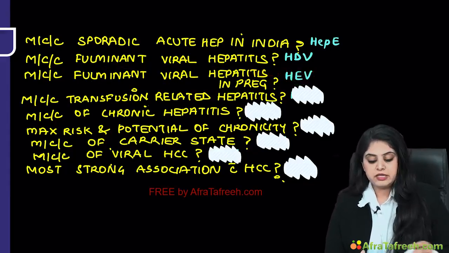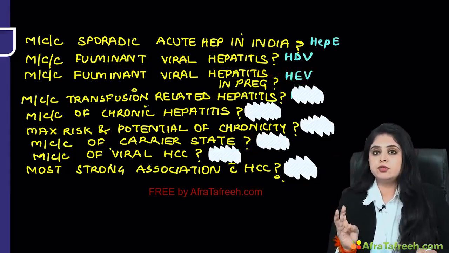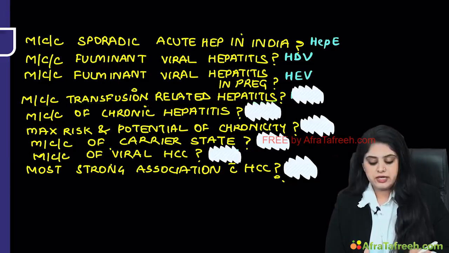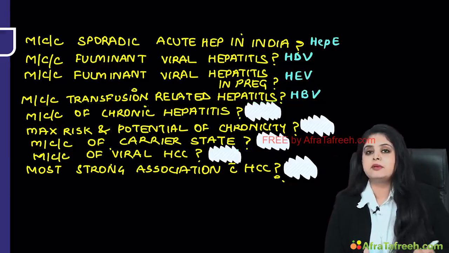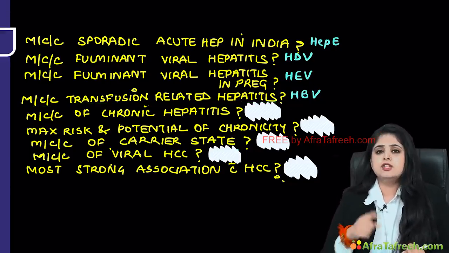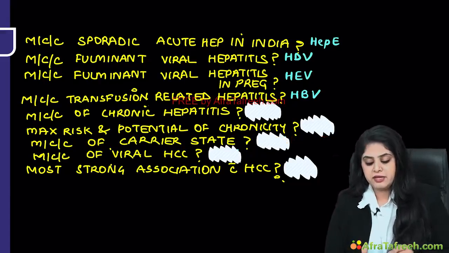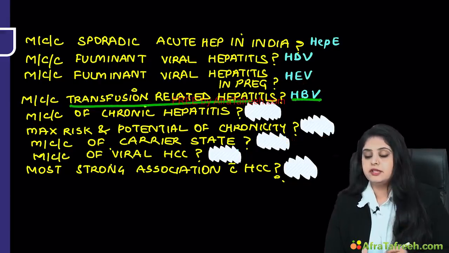Now let's move forward. See, I just told you parenteral route hota hai, blood transfusion hota hai. So if someone asks you most common transfusion related hepatitis, your answer is hepatitis B, because you will realize, jitna bhi ye most common wala going forward, I will tell you, answer will be hepatitis B only. Hang on for it. Most common transfusion associated, hepatitis B.